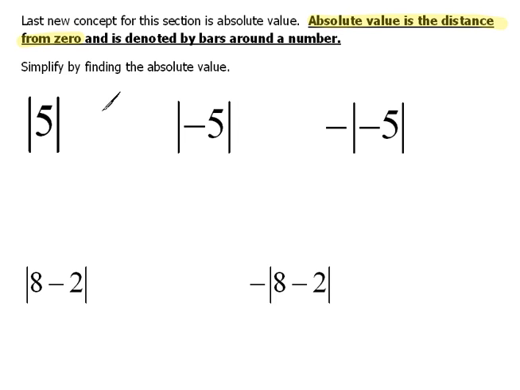Your answer will not always be positive. Depends on what else you're doing to it. So you want to be careful about that. Always go back to the definition. Absolute value is the distance from zero.